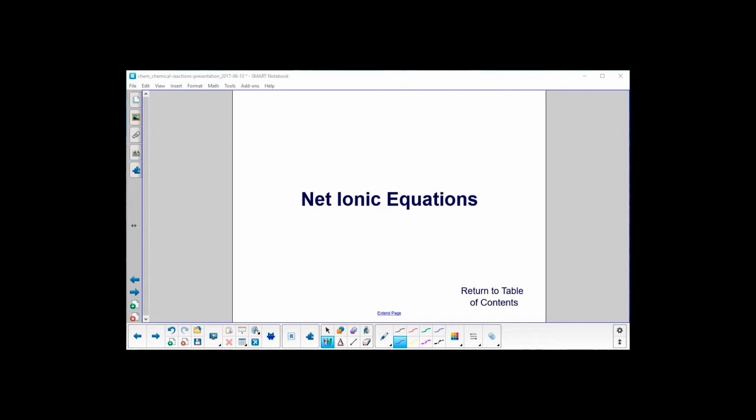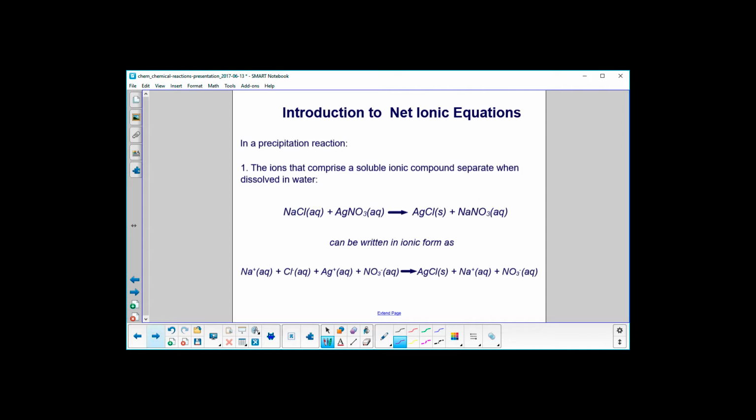Net ionic equations. In a precipitation reaction, the ions that comprise a soluble ionic compound separate when they dissolve in water.